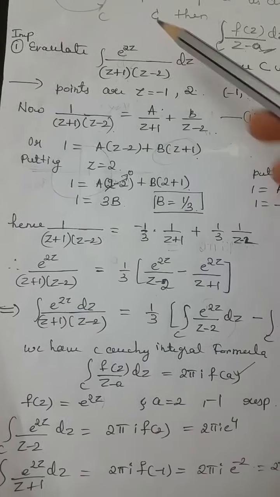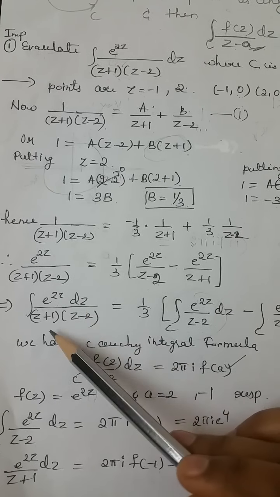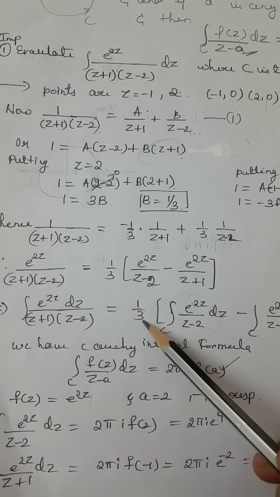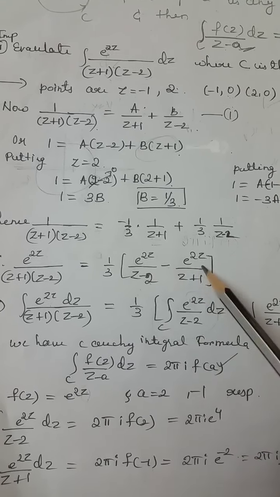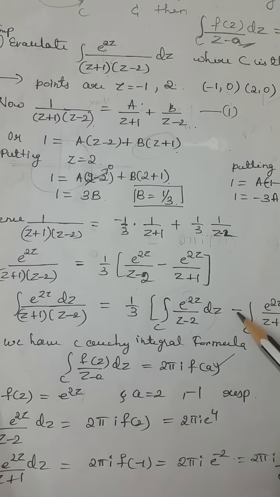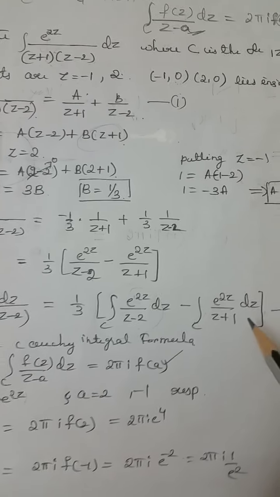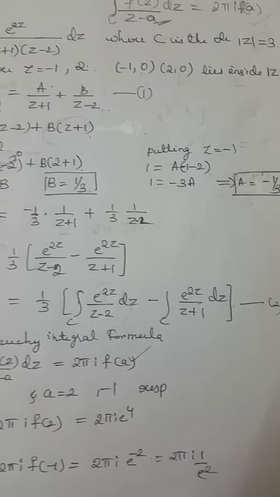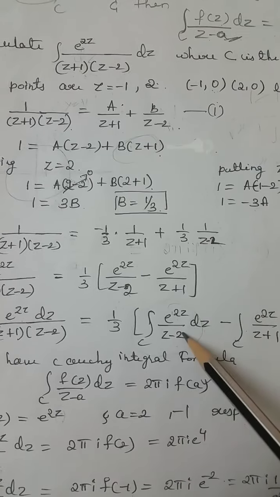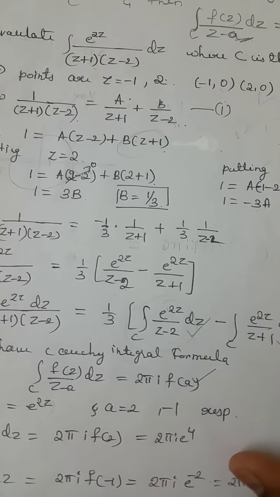Now take the integral of the full function, that is the integral of e raised to 2z dz upon (z plus 1)(z minus 2), which is equal to 1 upon 3 times the integral, taking the integral of each term, of e raised to 2z upon z minus 2 dz minus the integral of e raised to 2z upon z plus 1 dz. Take it as equation 2. Now by the Cauchy's integral formula, you can find the value of these two integrals separately.